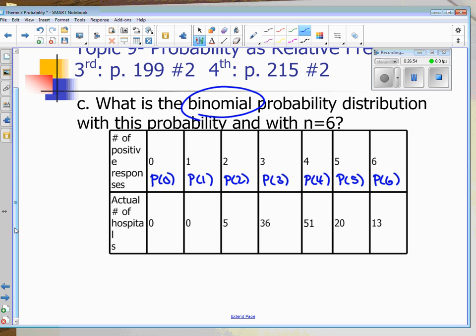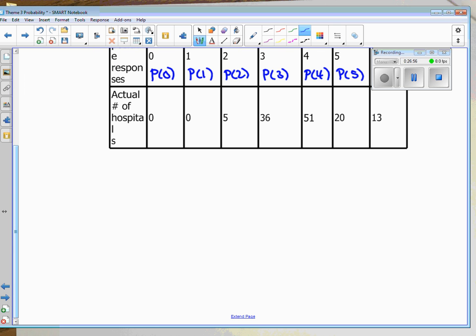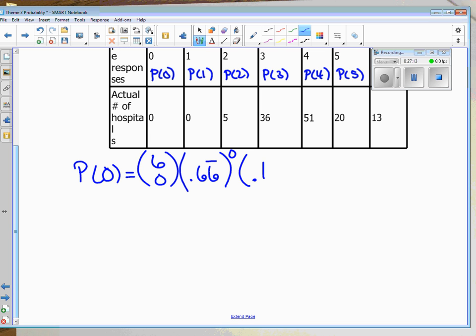Probability of 0, I'm just going to do 1 for you so you can see. Probability of 0. What would that look like? It's going to be 6 choose 0 times 0.6 repeating to the 0 power, and then 1 minus that, to the 6th power. And you get 0.001.